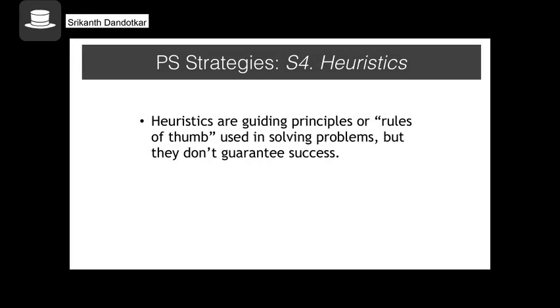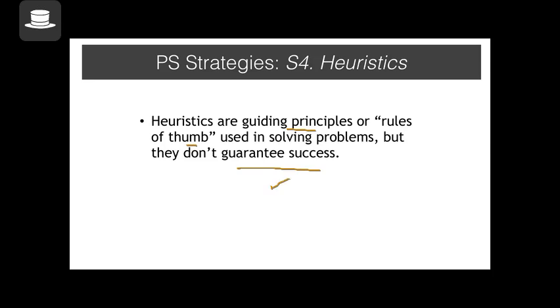Let's talk about the last strategy, the heuristics. A heuristic doesn't guarantee a solution, but it gives you a quick rule of thumb, a quick strategy to quickly find a solution, which may or may not be the accurate one. So a heuristic is a guiding principle, a rule of thumb used in solving, but it doesn't guarantee you success, but definitely it'll save some time.